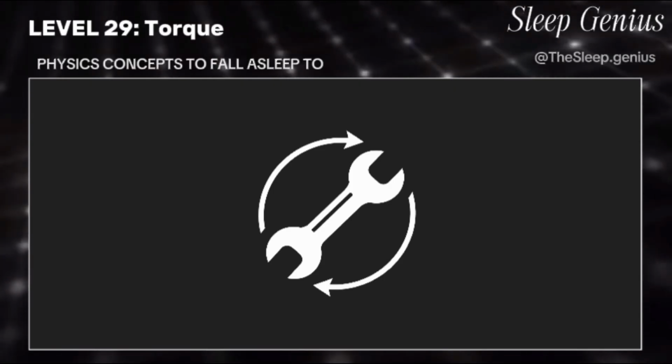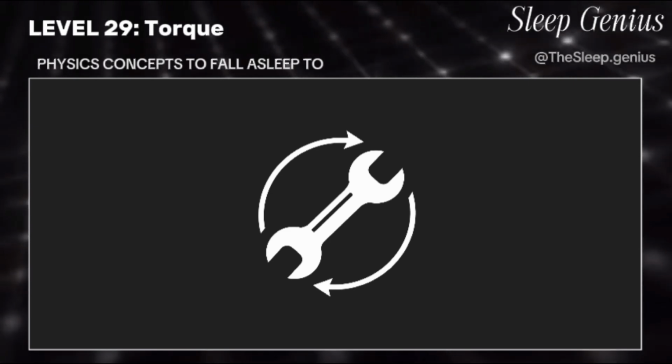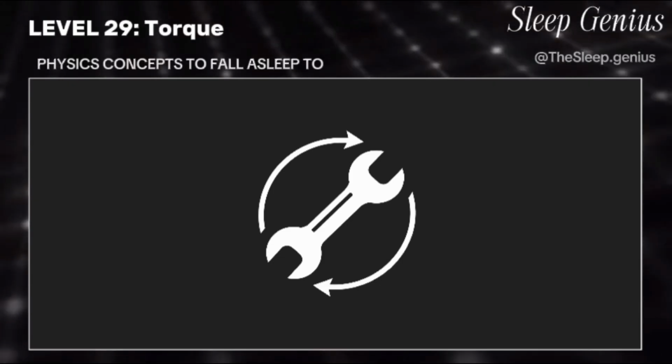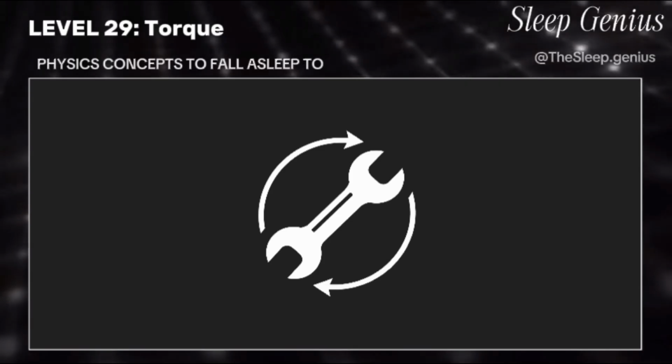Torque is linked to rotational motion, showing how forces and distances work together to produce turning effects. Torque connects force, lever arm, and axis of rotation. The lever arm is the line from the axis to where the force is applied. Forces at different angles create different torque.